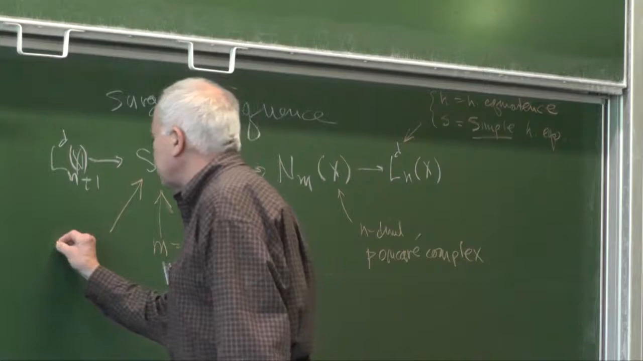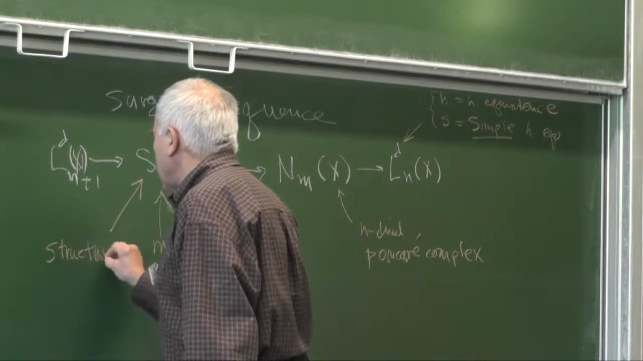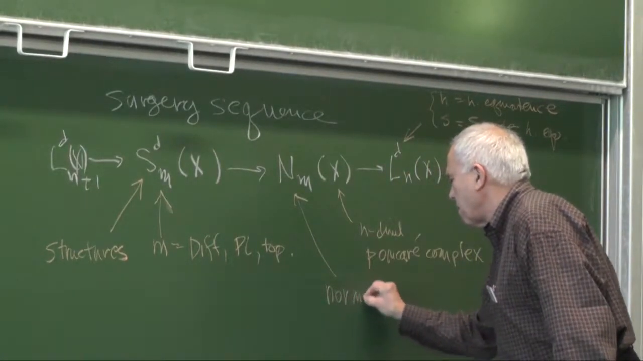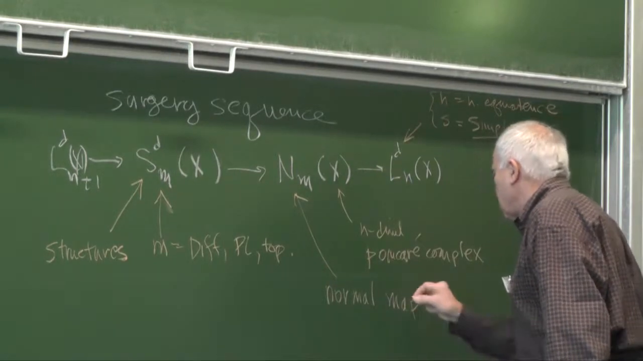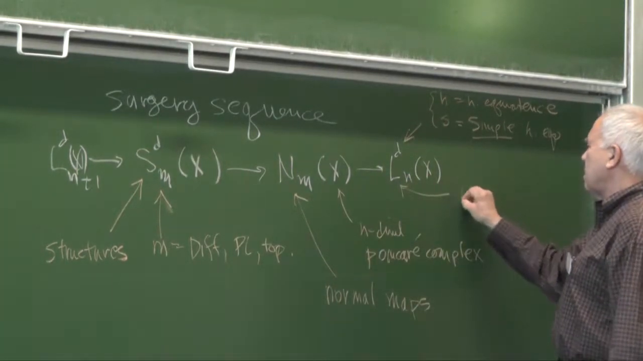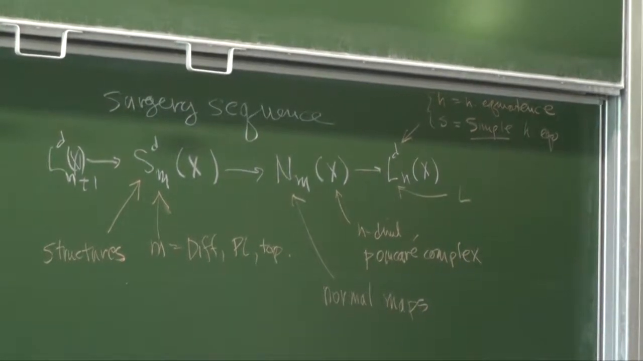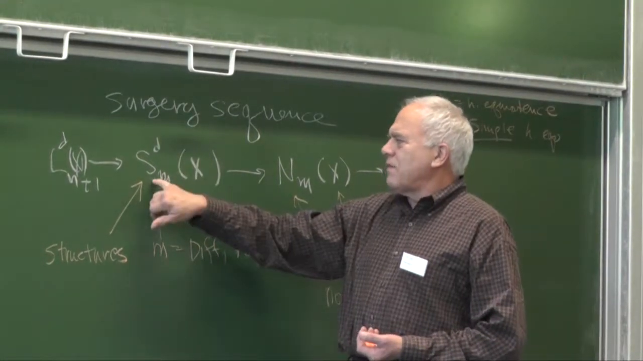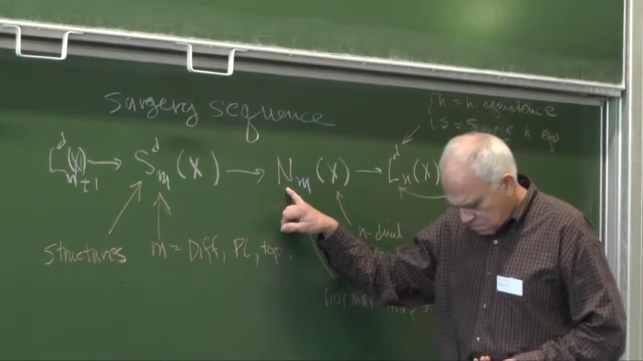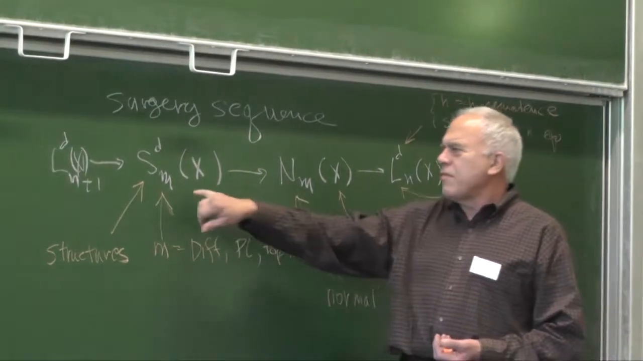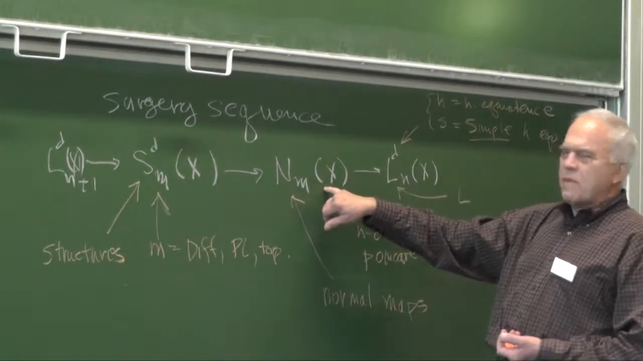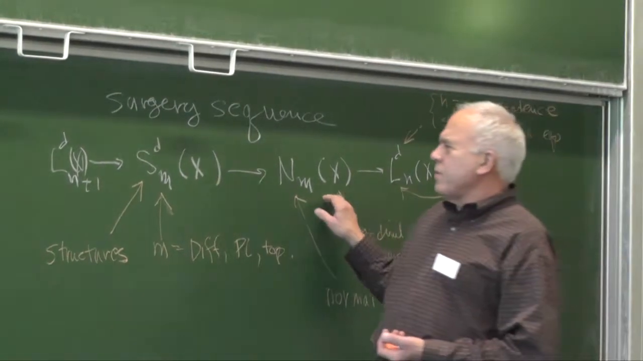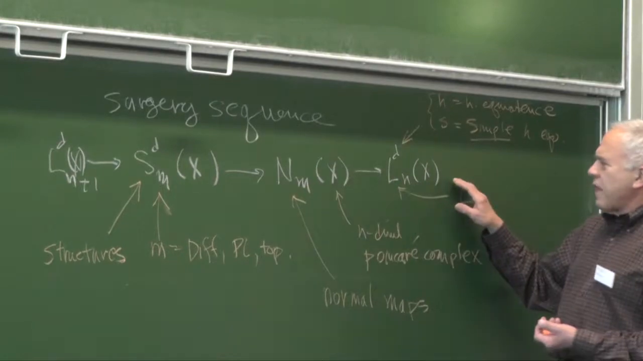S stands for structures. N stands for normal maps. And L stands for L. So I'll define S and I'll define N. And you can think of this as something you really like to know, and this is something that's more accessible. So what you'd like to do is start here and figure out what you have to do to get back in here, and the exact sequence tells you that.